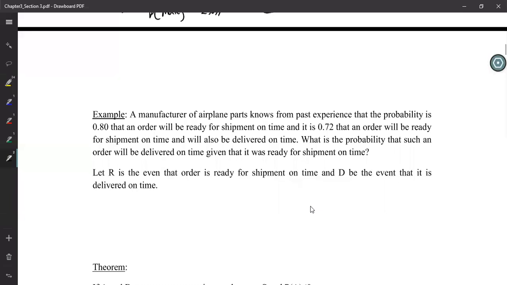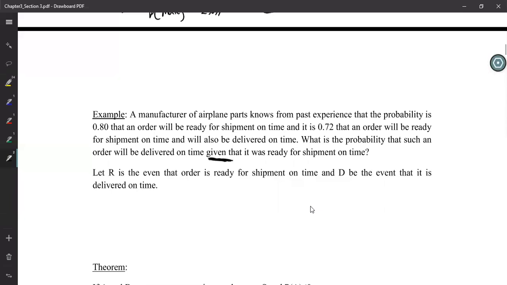Now the question is, what is the probability that such an order will be delivered on time given that it was ready for shipment? When you read this, can you figure out, can you differentiate what is the conditional probability, what are the other probabilities? You should be able to do that now, right? Whenever you see this word given or if, that means there is a condition on the sample space. You already know some information. Given that it was ready for shipment on time, what is the probability that such an order will be delivered on time?